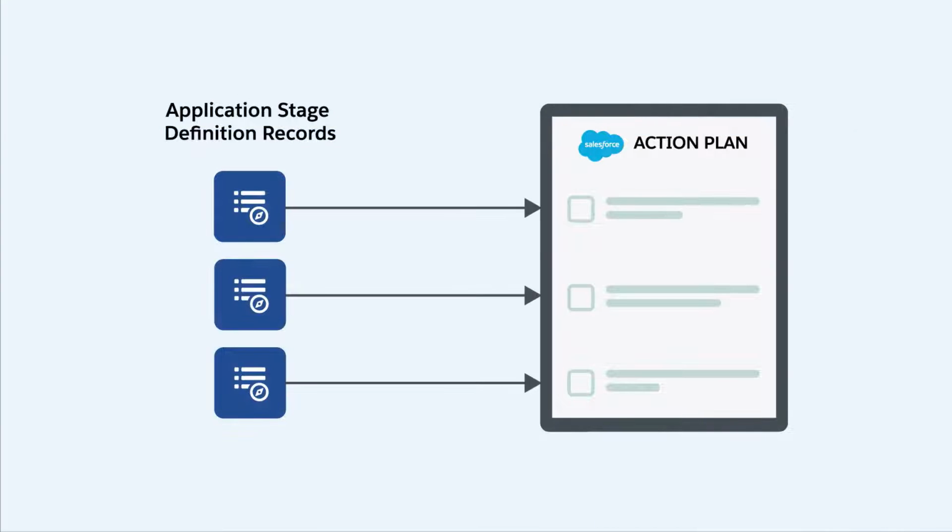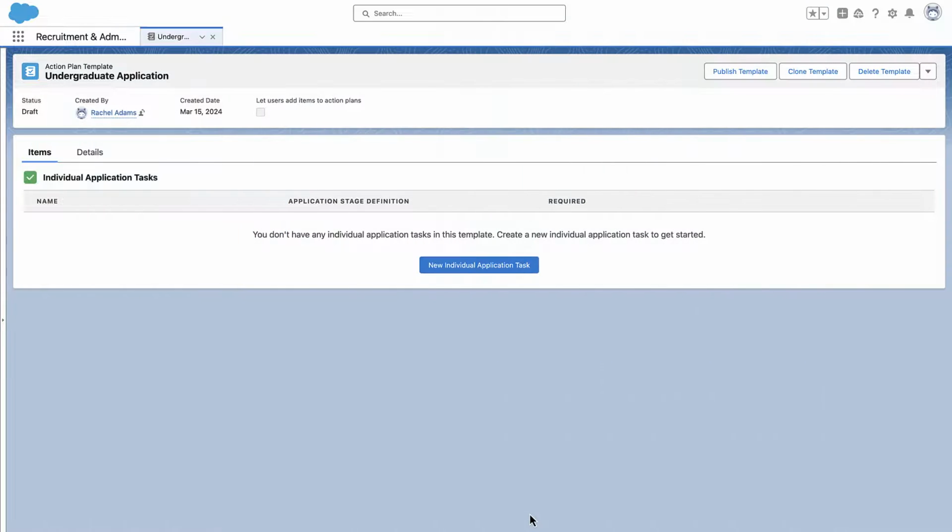Next, assign each application stage definition record to your action plan template as a task. These tasks tell the applicant what sections they have to complete. Remember that when you created application render method assignment records, you told Salesforce which OmniScripts and Flexcards to use to collect and display the information from the applicant.